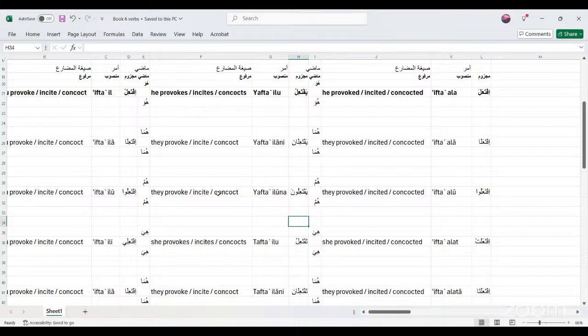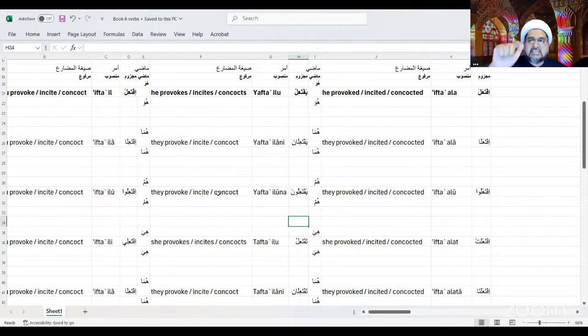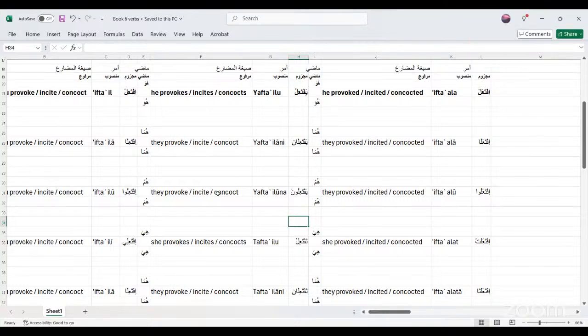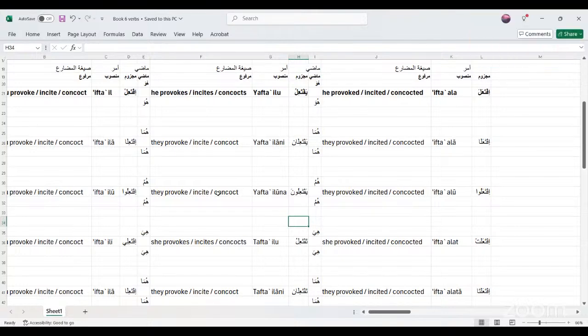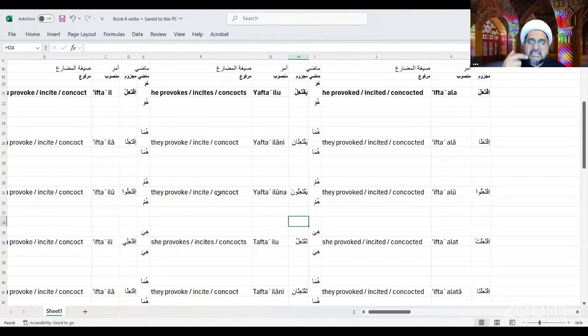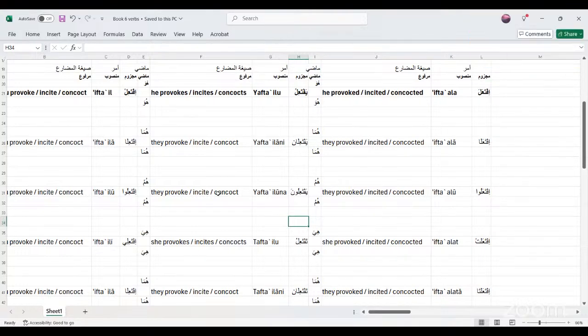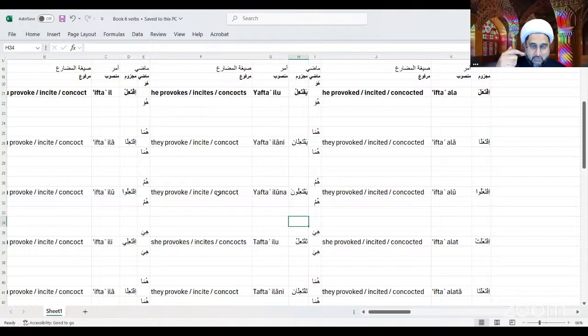Kaf, sin, ba. Iktasib, iktasiba, iktasibu, iktasibi. No, it's slightly a tongue twister. Iktasiba, iktasibna. Excellent.